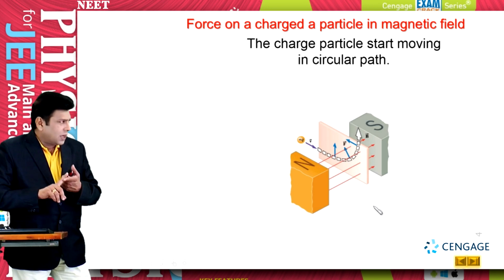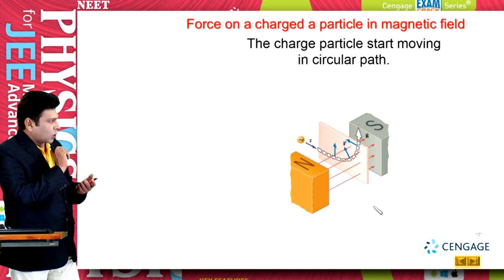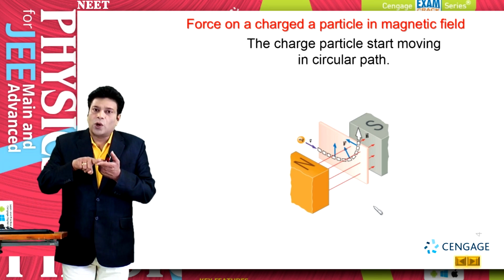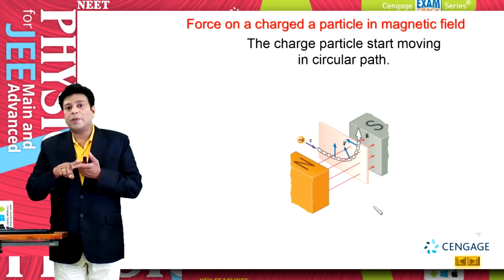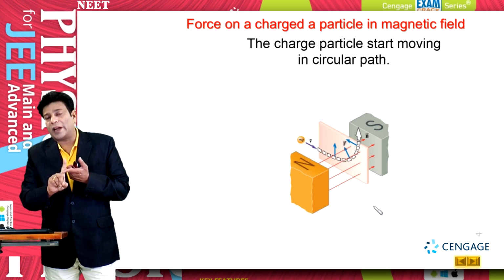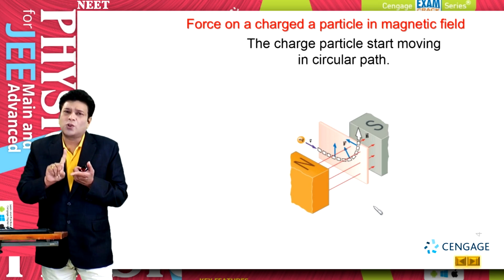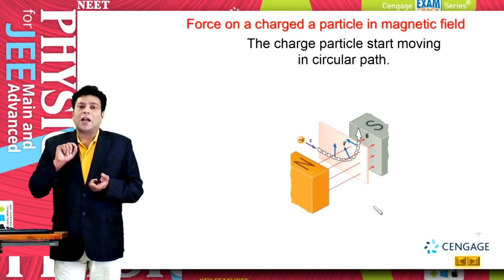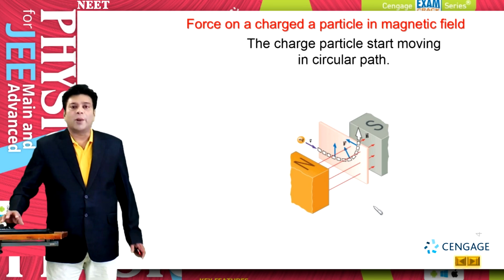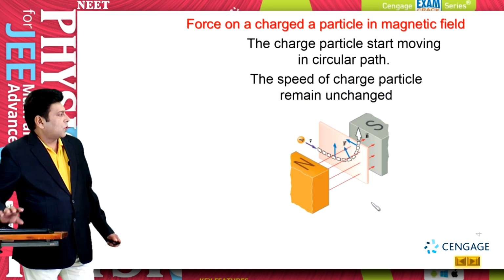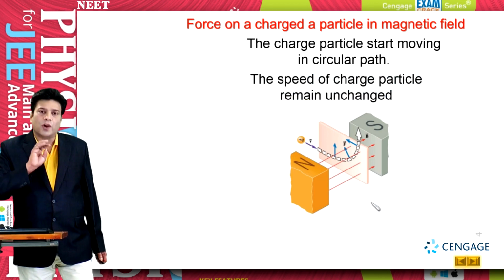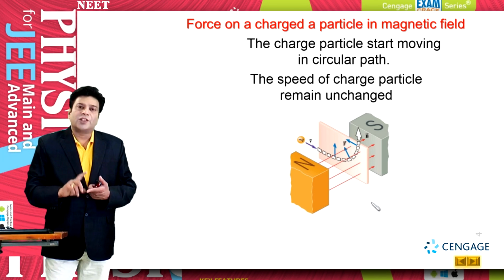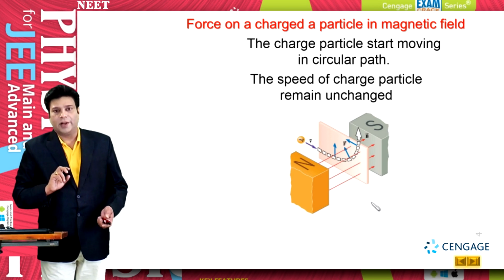And here one important thing to be noticed, in this case, the force is acting perpendicular to the direction of the motion. That means the displacement vector and force vector are perpendicular. That means there is no work done by the magnetic force on the moving charged particle. That means the speed of the charged particle remains unchanged. So these are two important conditions. One, when the charged particle is thrown in the direction of the magnetic field. Second, when the charged particle is moving perpendicular to the magnetic field, right?